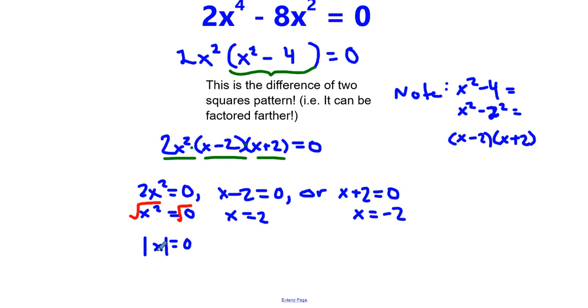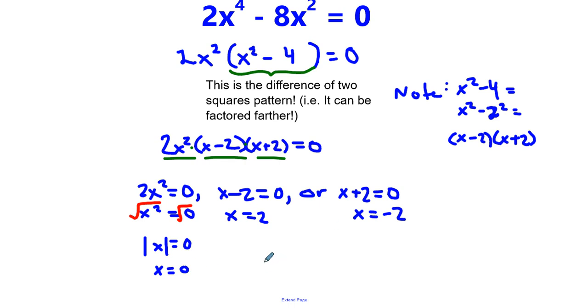So positive 0, negative 0, if you try to plug those in there, they both give you out a positive 0, but it's 0. There isn't a positive or negative 0. They're both equivalent to 0. So on this one, there's only one solution. X must equal 0 to solve this equation. So we have three solutions.